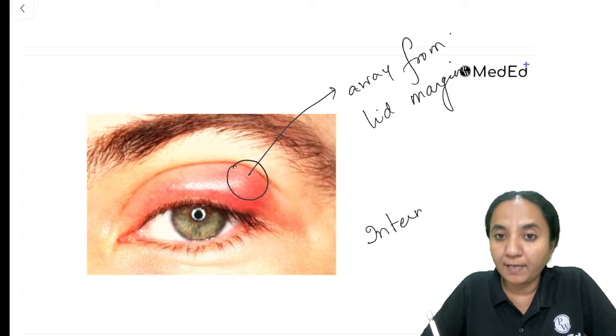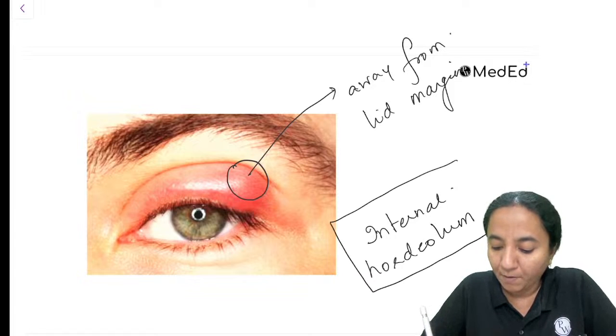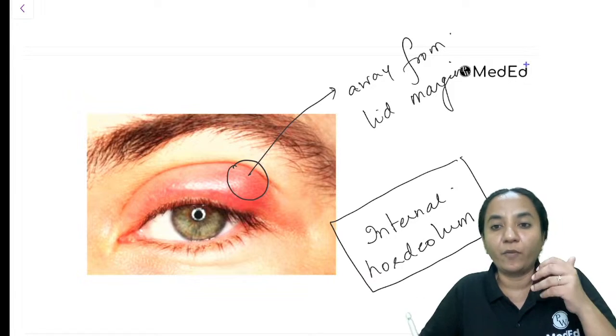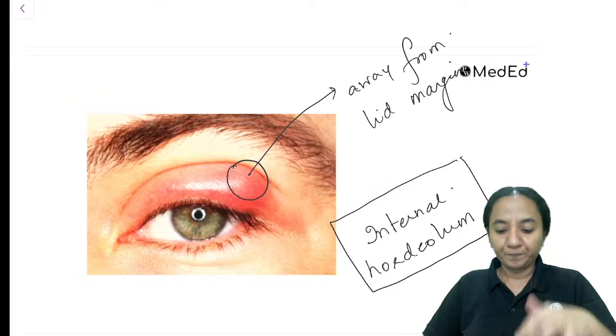So this is internal hordeolum. Because see, the meibomian gland is away from the lid margin. So that's why your maximum swelling or tenderness is away from the lid margin. So these two are acute infections.